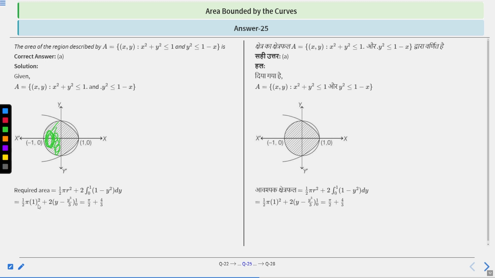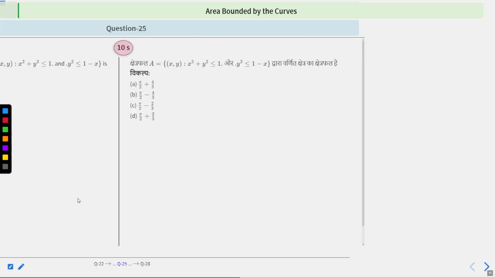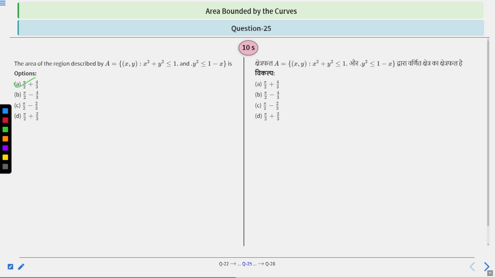Therefore, it will be equal to 1 by 2 pi 1 square, plus 2 times [y minus y cube by 3] from 0 to 1. After putting the limits, we will get the answer as pi by 2 plus 4 by 3. Therefore, option A is the right choice, pi by 2 plus 4 by 3. Got it?